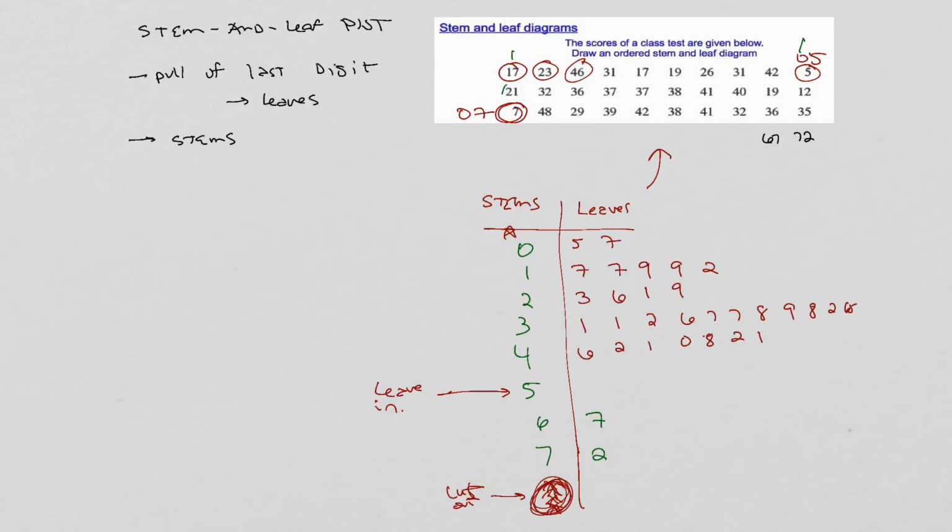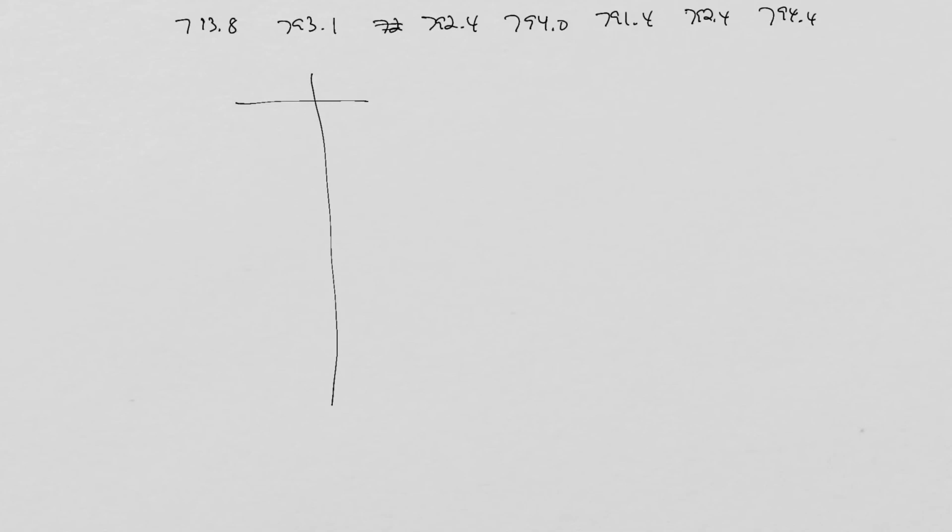Right. So on our test, we had this particular problem set. We had the numbers 793.8, 793.1, 792.4, 794.0, 791.4, 792.4, and 794.4. Right. So if we peel off all those last digits, what's left over? Looks like the smallest number is a 791, and then the biggest number is 794.